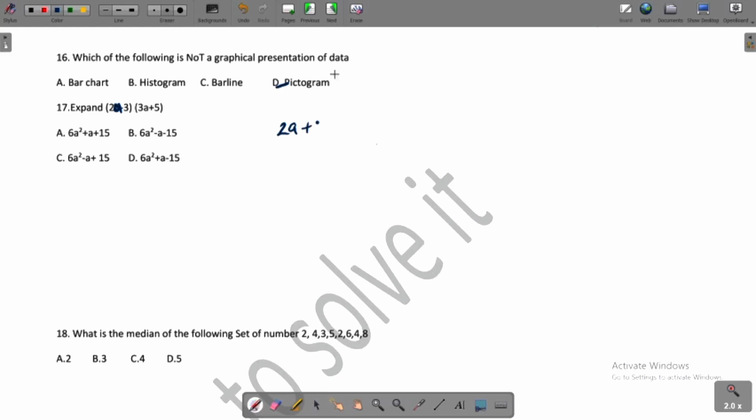2a minus 3 times 3a plus 5. To expand this, you multiply through using this and this, and this and this. Then you take also this and this. So let's take it. This and this, 2a multiplied by 3a. You have 6a squared.